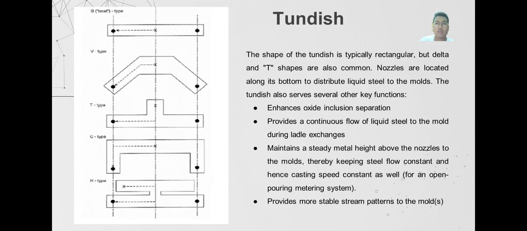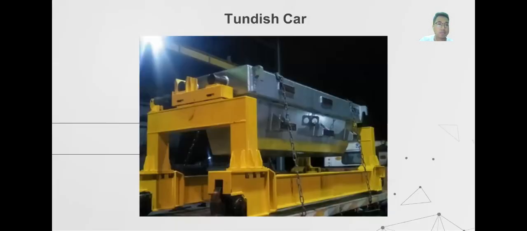And then the tundish can also provide a continuous flow of liquid steel to the mold during ladle exchange, maintain a steady metal height above the nozzle to the mold, thereby keeping steel flow constant and hence casting speed constant as well for an often-fouling metering system, and also provide a more stable stream pattern to the mold.